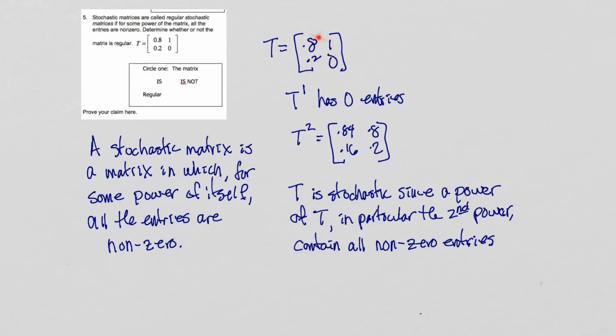This matrix here is stochastic since a power of T, in particular the second power, contains all non-zero entries. So a matrix is stochastic if some power, like the second or third or fourth or whatever power, contains all non-zero entries. So if you can take this matrix and keep raising it to higher and higher powers, and get rid of all the zeros, then T is going to be stochastic. And we had to raise ours only to the second power to eliminate all the zeros.